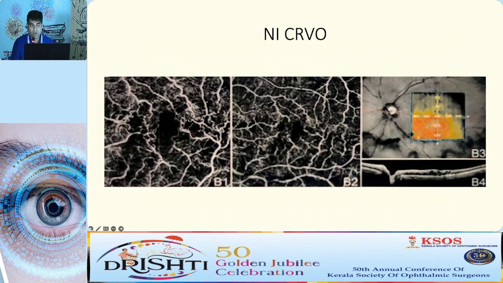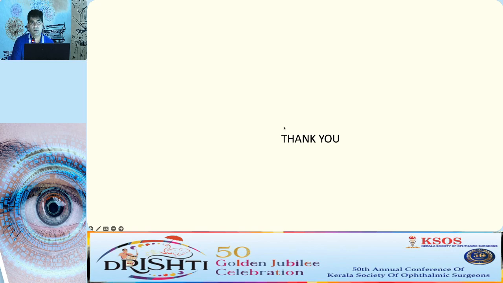Now in case of non-ischemic CRVO, here you can see there is a macular ischemia with capillary dropouts in the superficial as well as in the deep capillary plexus. So hence OCTA is helpful in diagnosing both diabetic retinopathy and retinal vascular diseases. Thank you.